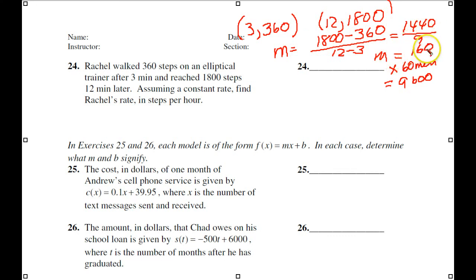And we set that up in our slope formula, and we get 1440 over 9, which gives 160 steps per minute. But what they were asking is steps per hour. So we had to multiply that by 60 minutes, and that gives us the number of steps per hour. Wow. It really picks up there. It helps with the weight control and all the rest here.